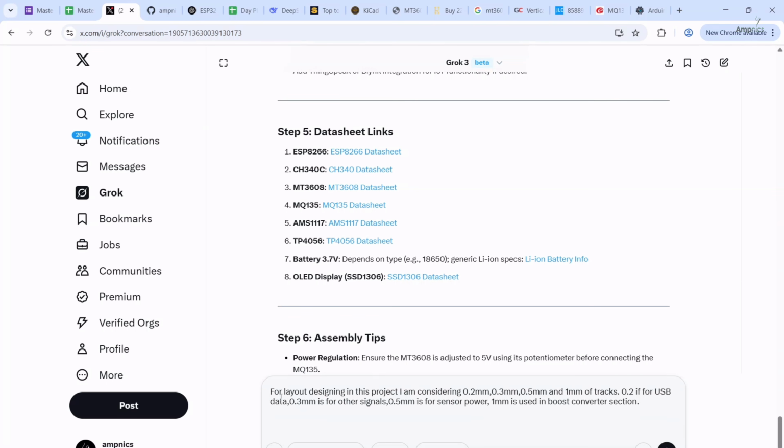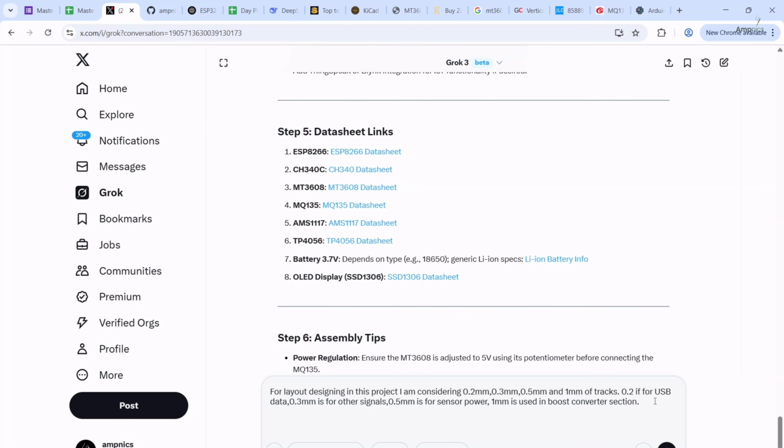So in this prompt for layout designing in this project, I'm considering 0.2 mm, 0.3 mm, 0.5 mm and 1 mm tracks. 0.2 mm is for USB data, 0.3 mm is for other signals like the passive components used in the PCB. 0.5 mm is for sensor power, 1 mm is for the boost converter. So here I'm talking about the track sizes.